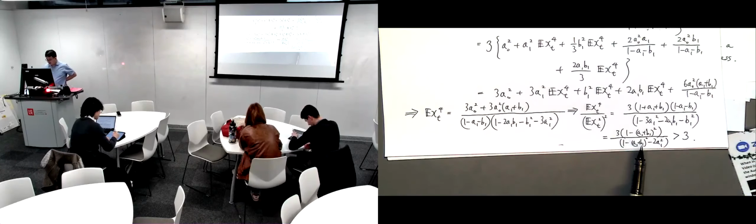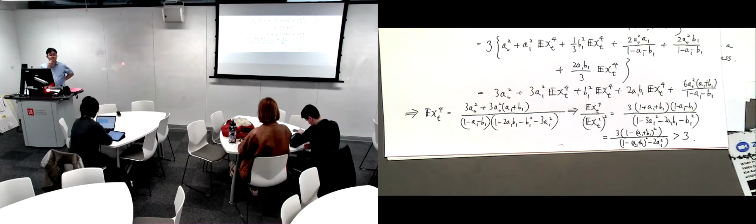Numerator is 1 minus a1 plus b1 squared. Denominator is the same thing minus something. The denominator now has to be smaller than the numerator. So this ratio has to be larger than 3. There's no way around it.